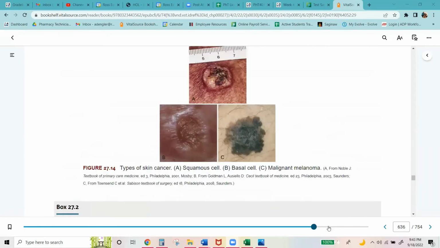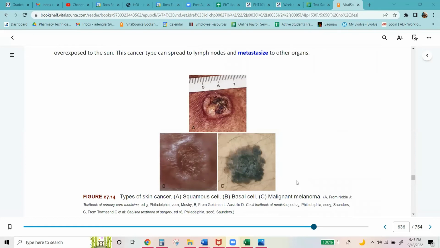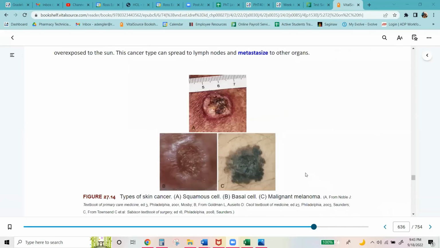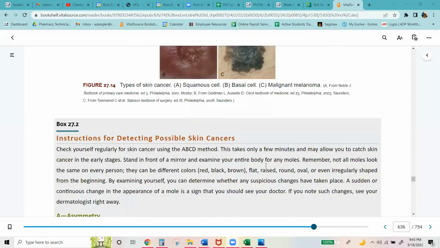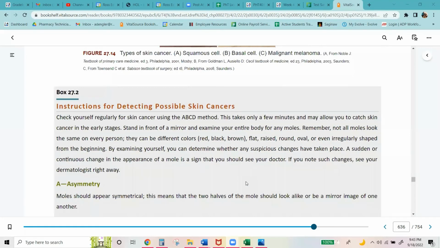So most of the time skin cancer can be treated, but if you were to let it go and not get it checked out, it can spread to other organs and possibly not be treatable, depending on how bad it gets. You can read for instructions for detecting possible skin cancers.